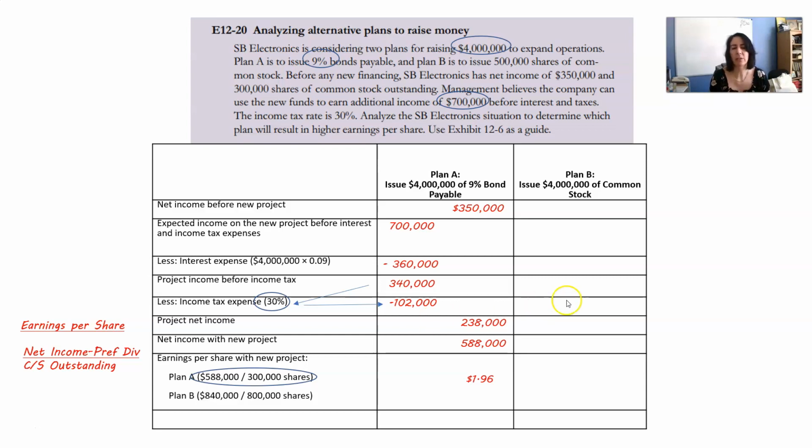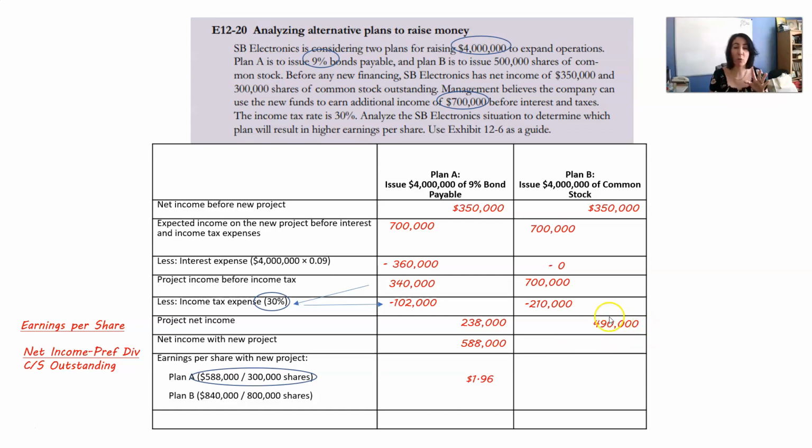Okay. Let's go with plan B, $4 million worth of common stock. So we still have the same net income. That didn't change. We're still looking to make $700,000 on this expansion, but now we don't have interest expense because there's no interest that needs to get paid. So the project income before the tax, you're bringing in the full $700,000 because you don't have to pay anything extra out, right? Because we're issuing common stock. We do still have to pay income tax at 30%, so that's $210,000. So the net income, the amount that we're getting from that plant expansion, is $490,000.